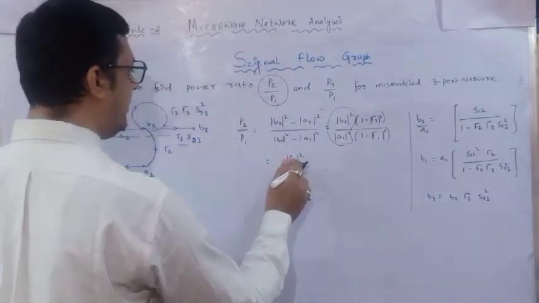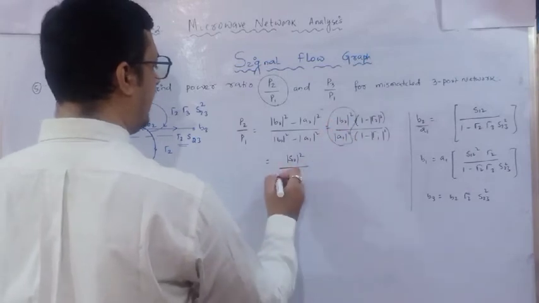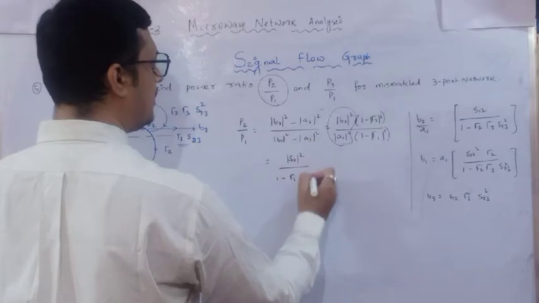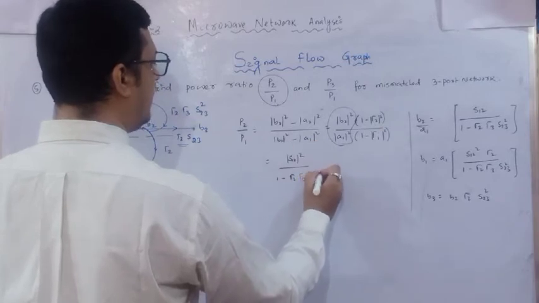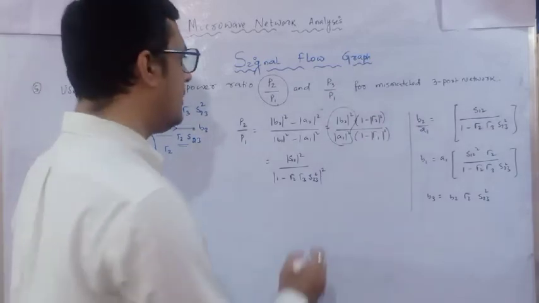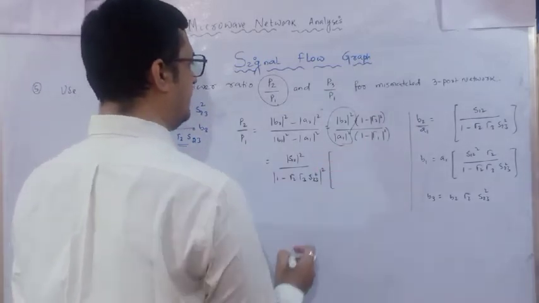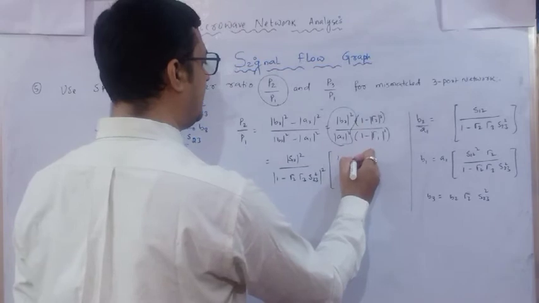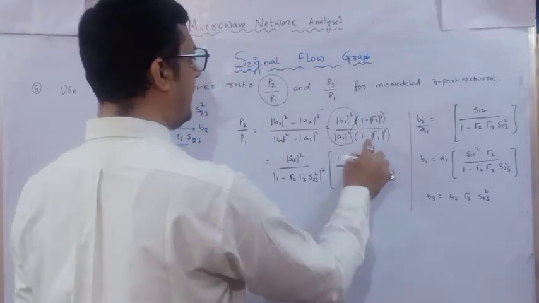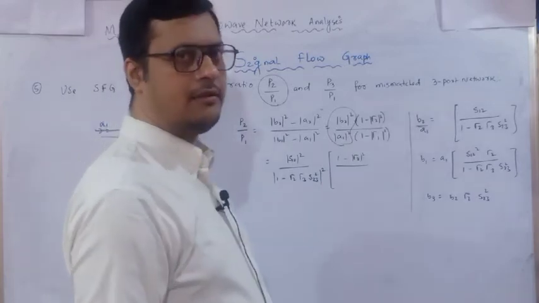So that means B2 by A1 square is S12 square, over 1 minus reflection coefficient 2, 3 and S23 square, and this is the mod square. Next, 1 minus reflection coefficient 2 whole square. Okay, and 1 minus reflection coefficient 1 square.